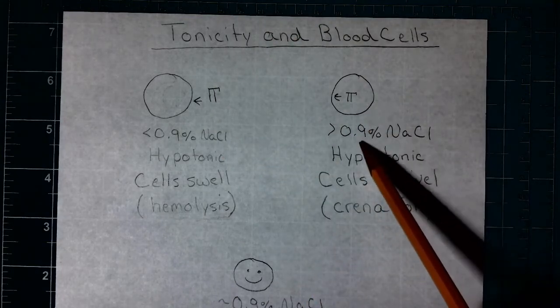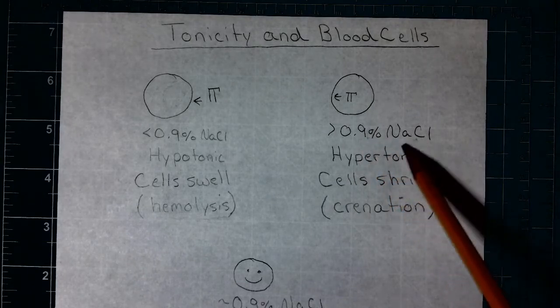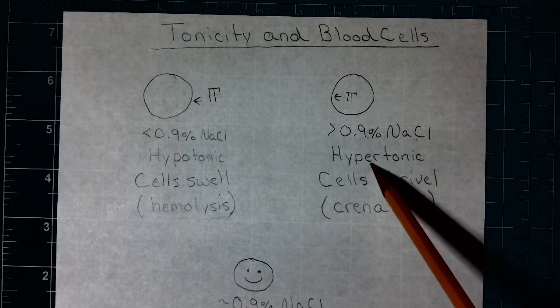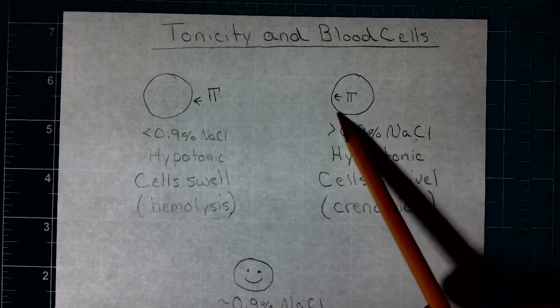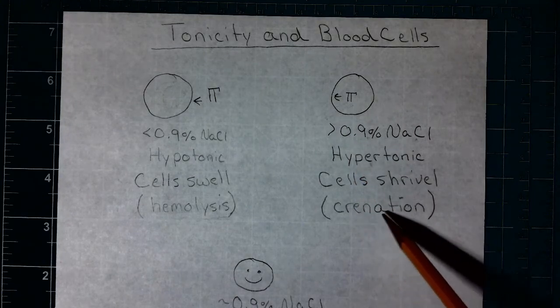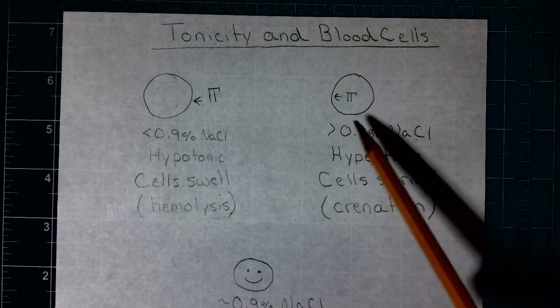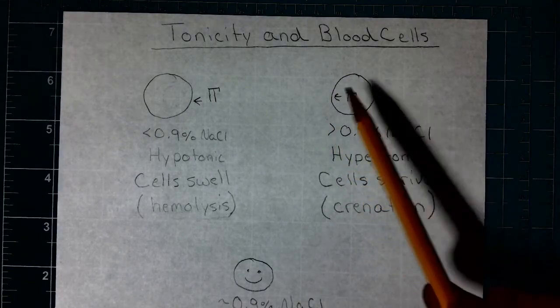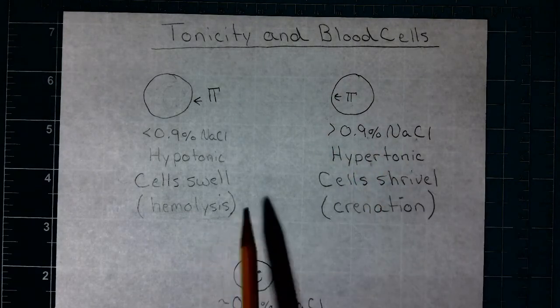On the opposite side, if you put it into a solution that's much higher in NaCl, you have a hypertonic solution now. You're going to start to draw water out of the cell, and they start to shrivel up. This is a process called crenation. The cells are a little bit better able to handle this without dying, but it can damage them quite a bit and often will wind up killing them.